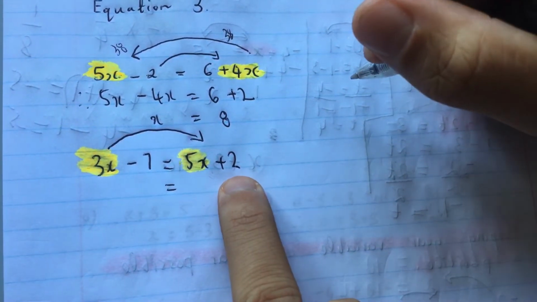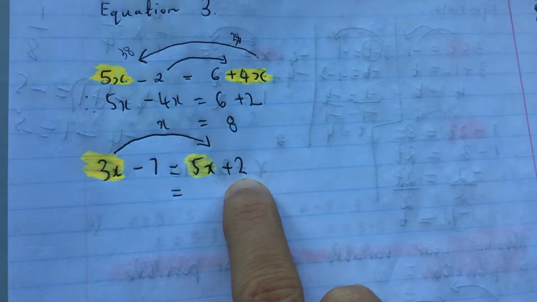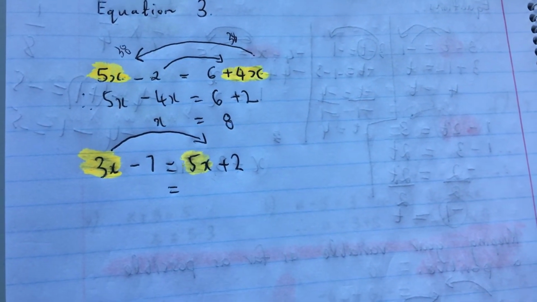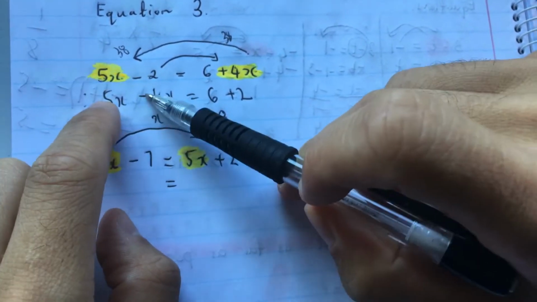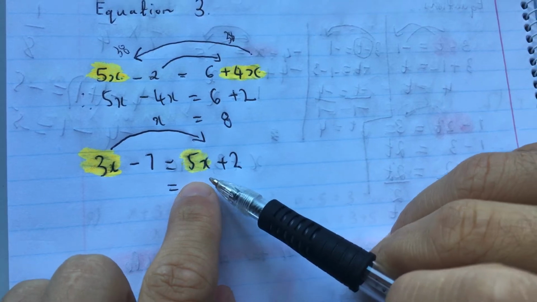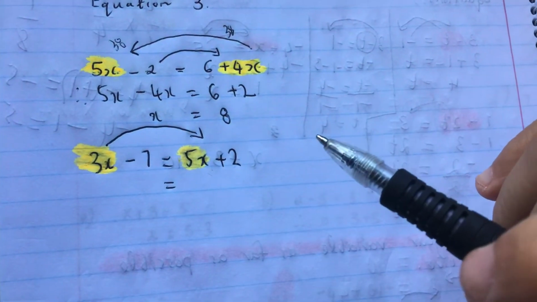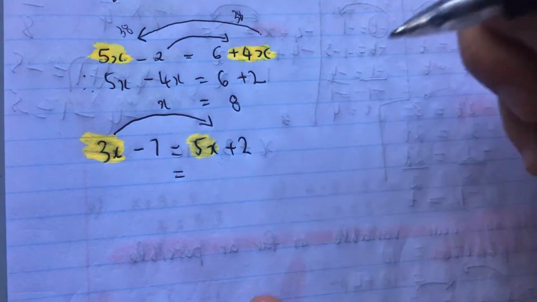And where am I going to move the 2? I'm going to move the 2 to the other side because I'm getting all my unknowns to one side. In the previous example, I took my unknowns to the left-hand side. Now I'm taking my unknowns to the right-hand side because, as far as possible, I teach it this way: I want to keep x positive.